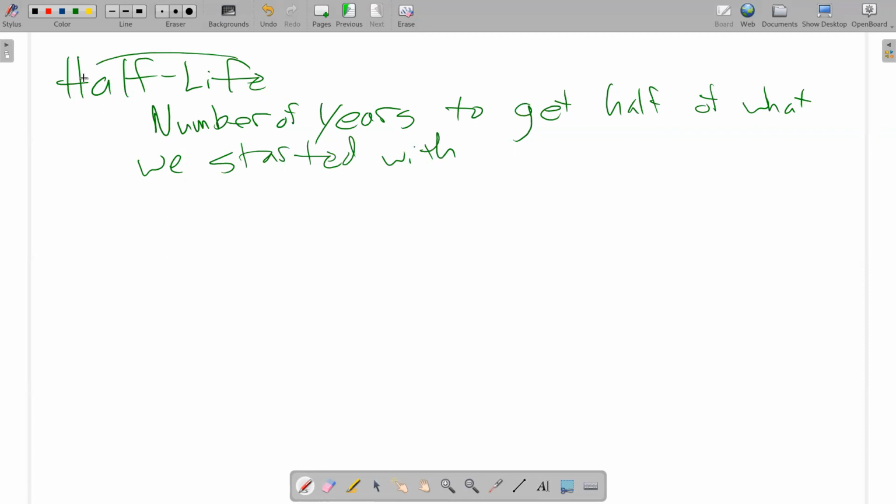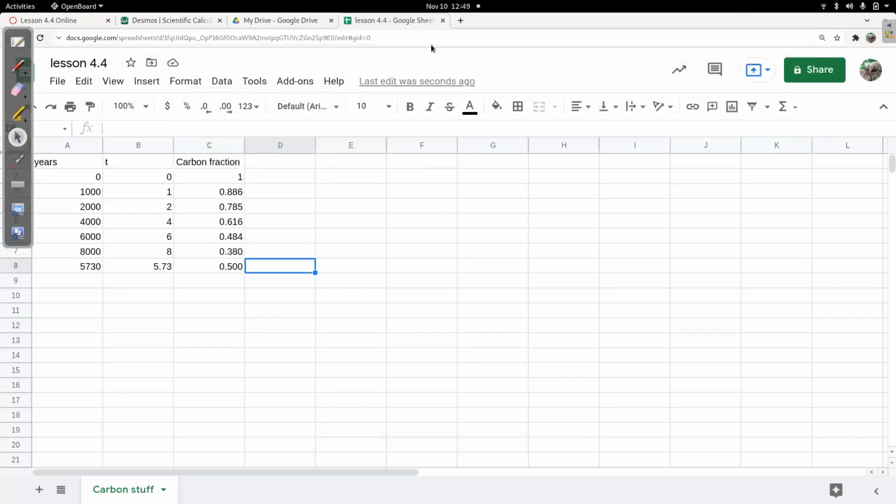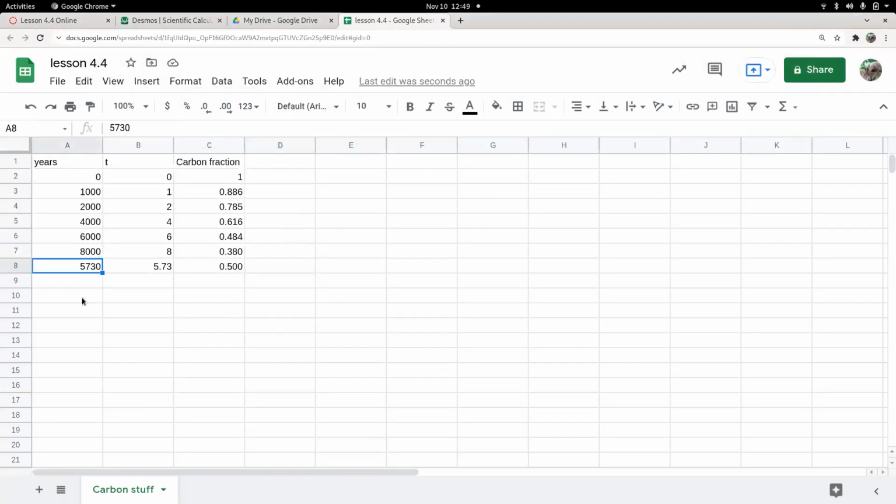Now, if half-life is constant, like if it's always 5,730 years, then what I should see in my calculation is that if I go another 5,730 years, so that would be almost 12,000 years later, I should have half of a half, which is a quarter. Let's test that out. Does that make sense, right?